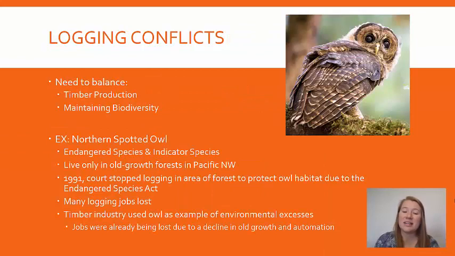Now, logging does lend itself towards having a lot of conflict. Now, we need timber to build homes and all of the timber and wood and paper products that we use in our daily lives. But we also need to maintain biodiversity because these trees grow in forests, which are part of the overall ecosystem. Now, an example would be the northern spotted owl. Now, this owl is an endangered species and an indicator species, meaning it gives us a bit of a pulse check on how the overall ecosystem health looks.